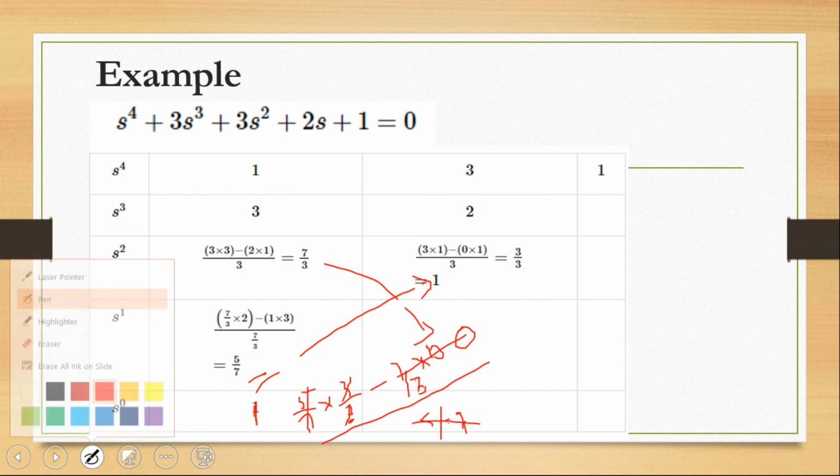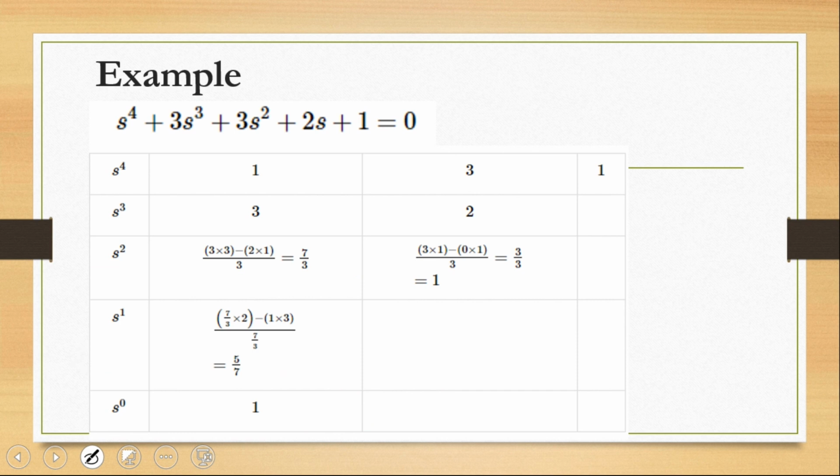So we have constructed the roots array now. Now we have to decide whether the system is stable or not. So the sufficient condition is, we have to observe the first column of the roots array. If we observe the first column, we can see that all the terms are positive. So we can conclude that the system is stable.